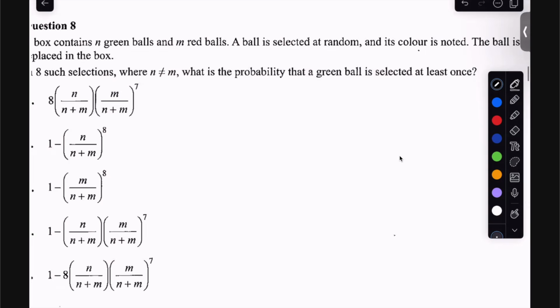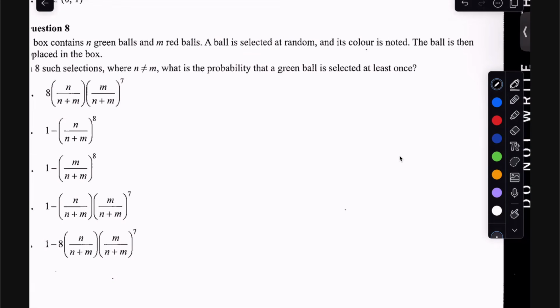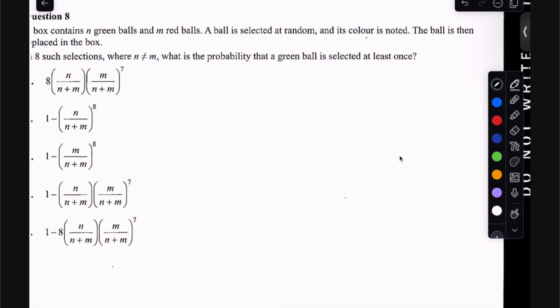A box contains n green balls and m red balls. A ball is selected at random and its color is noted. The ball is then placed in the box. So it's with replacement. I can't see that word, but something 8 such selections where n is equal to m. What is the probability that a green ball is selected at least once?